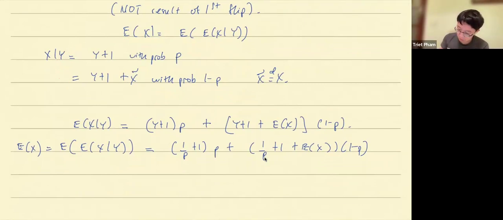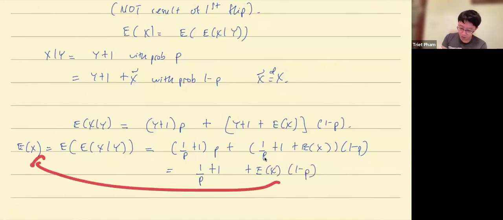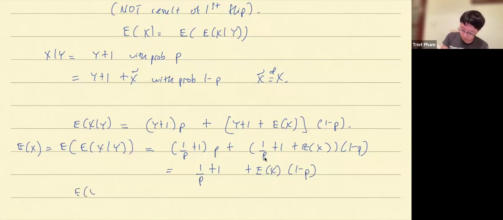But of course, we can see this simplifies to what? This is 1 over p plus 1, then p times 1 minus p, so this is 1 over p plus 1, and then plus expectation of x times 1 minus p. Subtract over here, you got expectation of x times p is 1 over p plus 1, or expectation of x is 1 over p plus 1 over p squared. Any question?